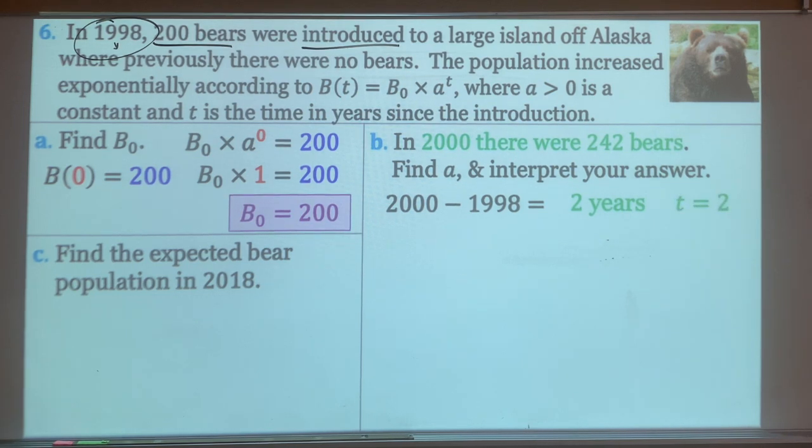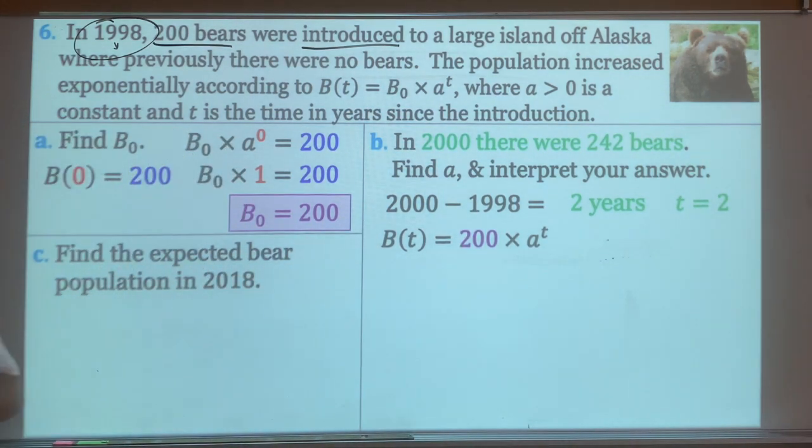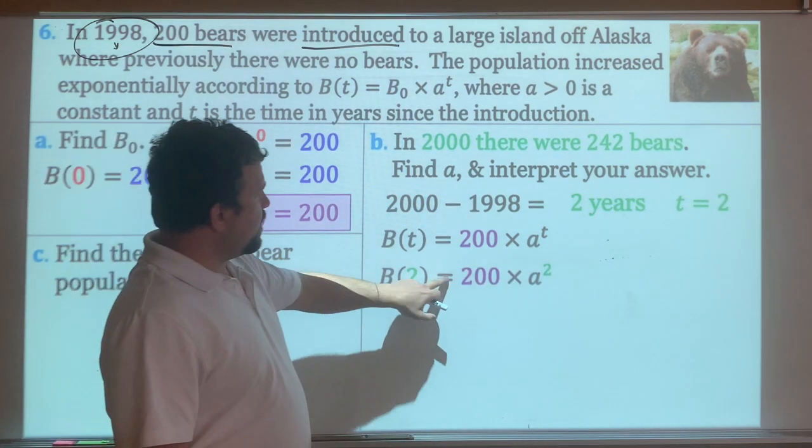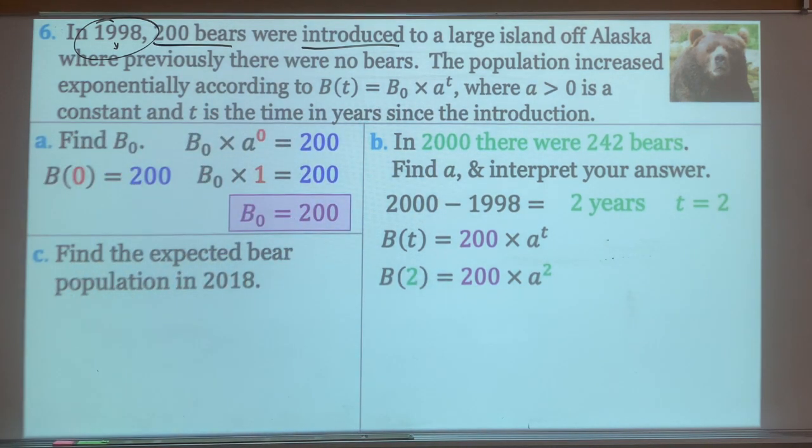So now when you're entering your stuff in, B of T we know now equals 200 times A to the T. How? Because our B of 0 is 200. All right, so this is the equation that we're gonna base everything off of. All right, so B of 2 equals 200 times A squared. All right, is there anything else we know?